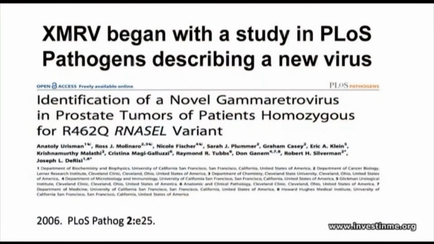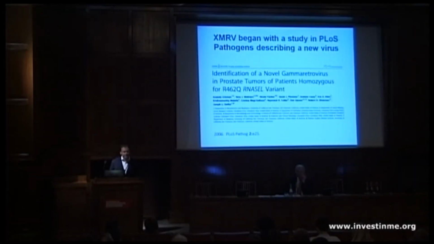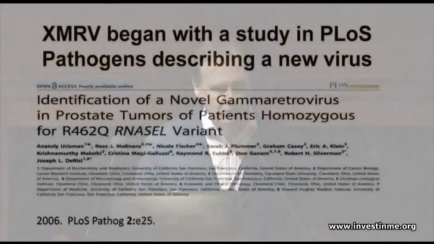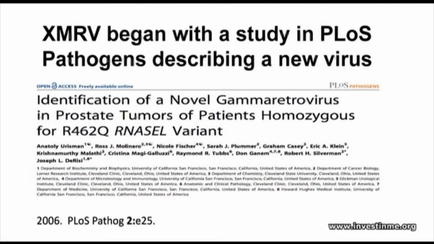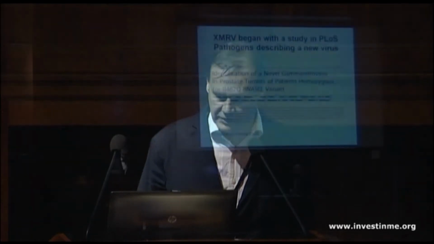So XMRV began with a study published in a fairly high-impact journal, PLOS Pathogens, from Bob Silverman, Joe DeRisi, and Don Ganem. These guys used virus discovery tools to seek novel pathogens in prostate tumours. And they came up with what is essentially a mouse retrovirus called xenotropic murine leukemia virus-related virus, so XMRV. The fact that it was found in human samples suggested it might be a human virus.